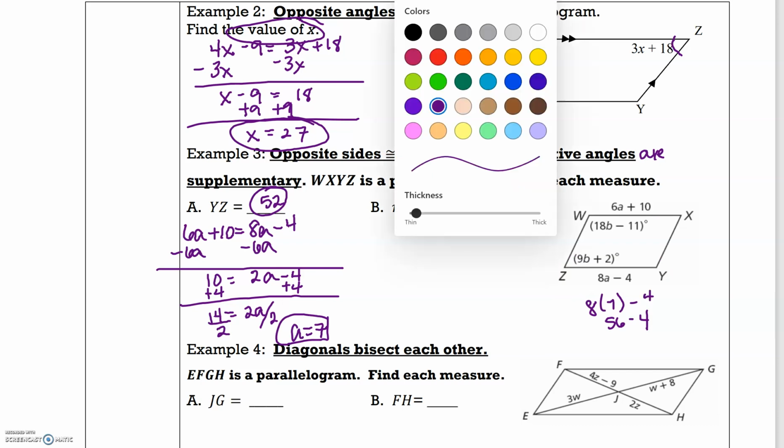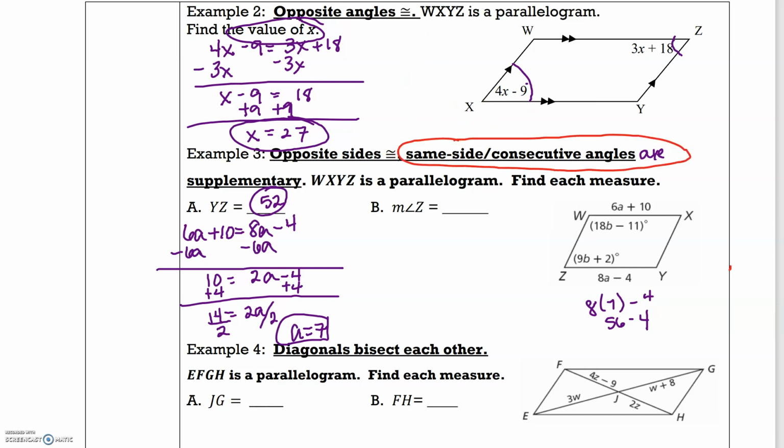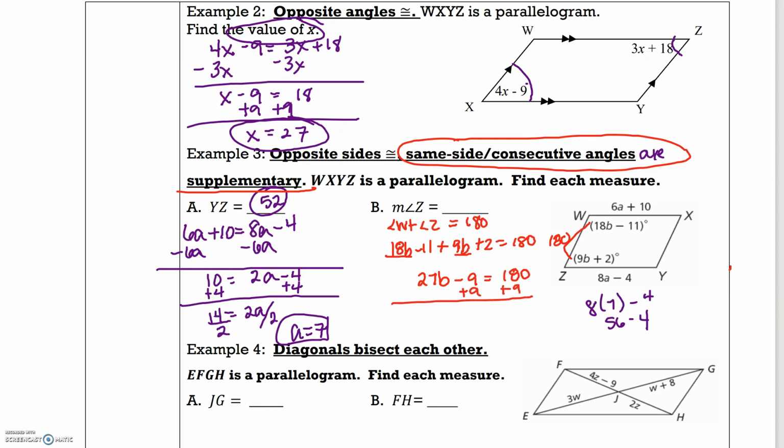And that is going to be, again, same side interiors are supplementary. So they are going to add up to 180. So we need to add W and Z and set them equal to 180. So that's going to be 18b minus 11 plus 9b plus 2 equals 180. So I'm going to combine my b's together, and that's going to give me 27b. Combine my negative 11 and 2, since they're on the same side, to get negative 9. And then I'm going to add 9, just solving my two-step equation here. And then I'm going to divide 189 by 27.